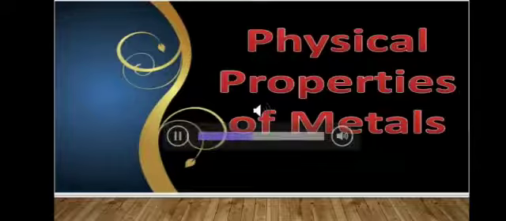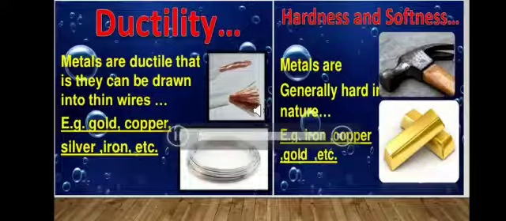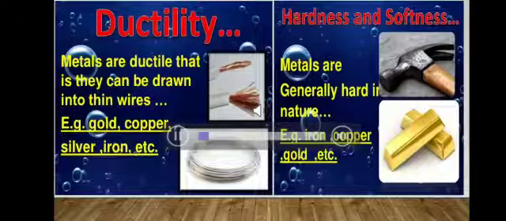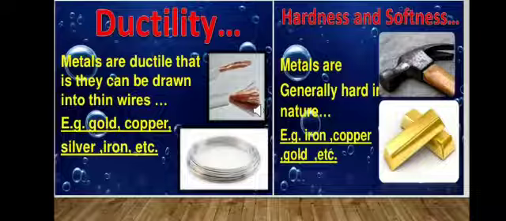Now let's talk about some physical properties of metals. The first physical property of metal is ductility. Metals are ductile, that is, they can be drawn into thin wires. For example, gold, copper, silver, iron, etc. They all can be drawn into wires. The second property is hardness and softness. Metals are generally hard in nature, for example, iron, copper, gold, etc. But exceptions are always there. We will read the exceptions later.